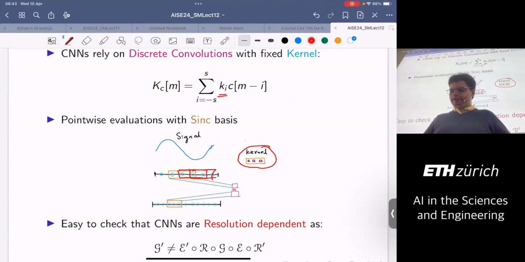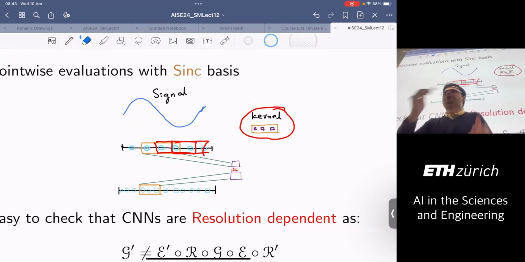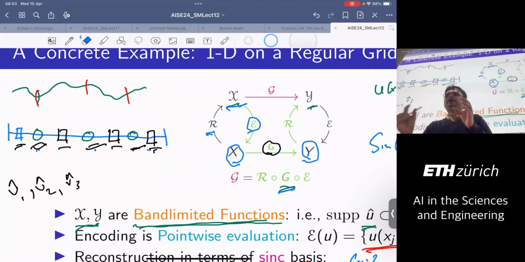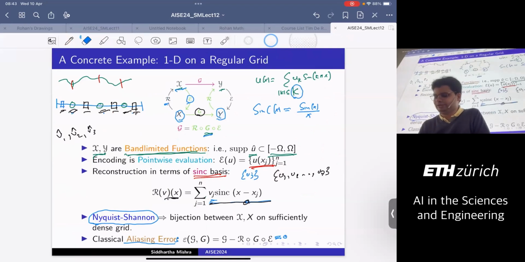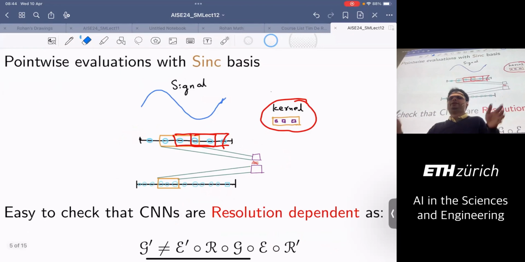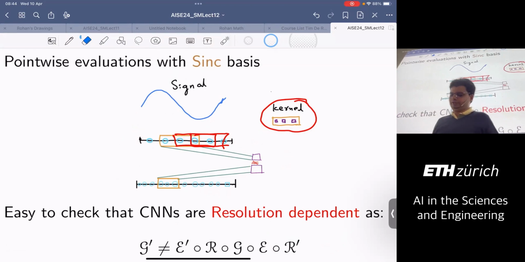Now, when you go to a new grid, as you can see, this grid is a refinement of the grid, exactly in the sense that I did before. I have added a few points. I can also reduce points, that's equivalent. Again, I'm assuming that the density of the points is such that the Nyquist condition is satisfied, and there is essentially a bijection between the continuous and the discrete.